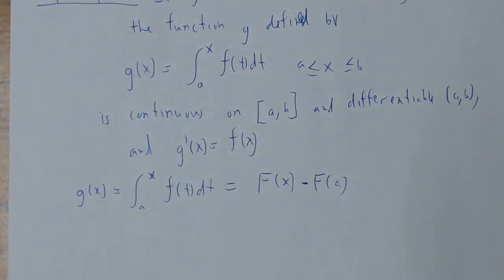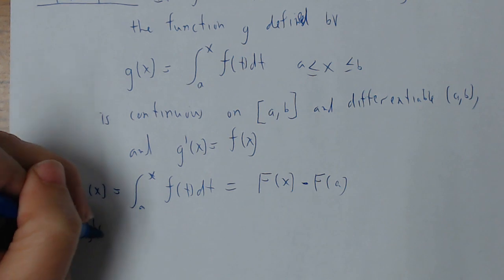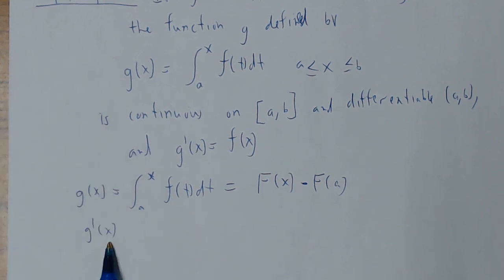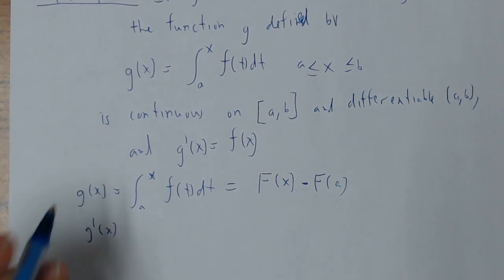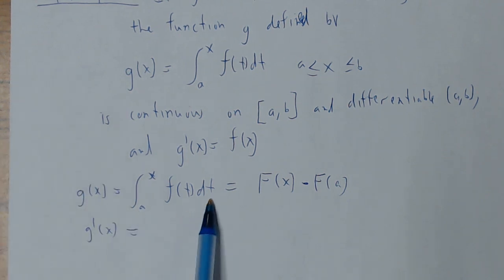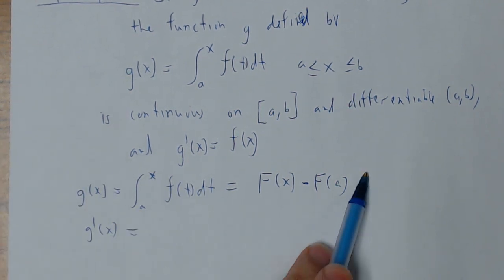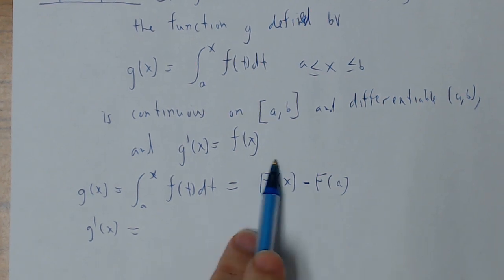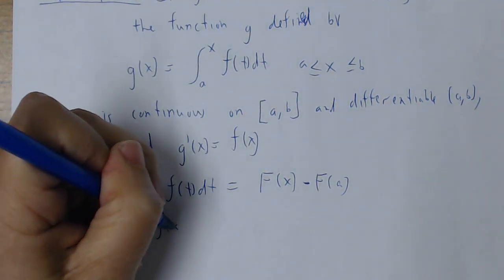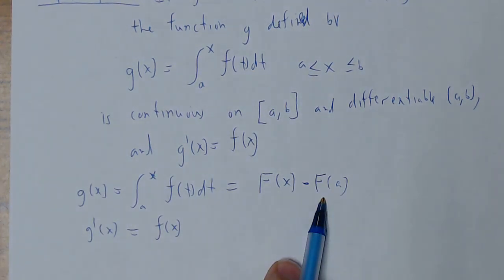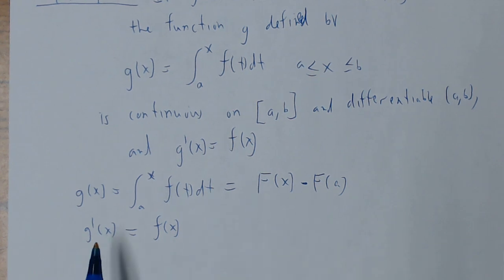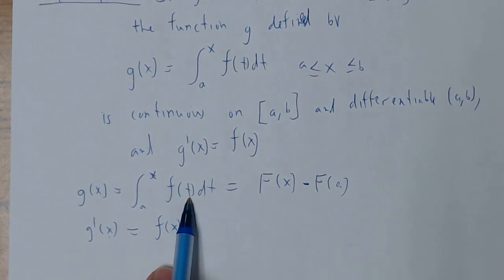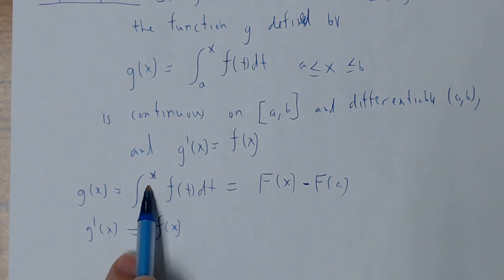So now, if I were to find the derivative of g of x, which is g prime, what is it? It's the derivative of this. Now, what's the derivative of capital F? It's lowercase f. So this becomes lowercase f of x minus, and by the way, f of a. See, x is a variable, a is a constant, and the derivative of a constant goes away. So notice how the derivative of g becomes lowercase f, except my variable changed from t to x.